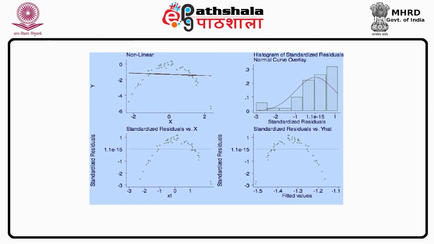So the normality assumption has been violated, which is also evident from the last two plots, which is the plot of the standardized residuals against the x variable and the predicted y or the fitted values. In both the cases, instead of seeing a random scatter without any pattern, we do see a particular quadratic pattern in the plot. So what conclusions can we draw?